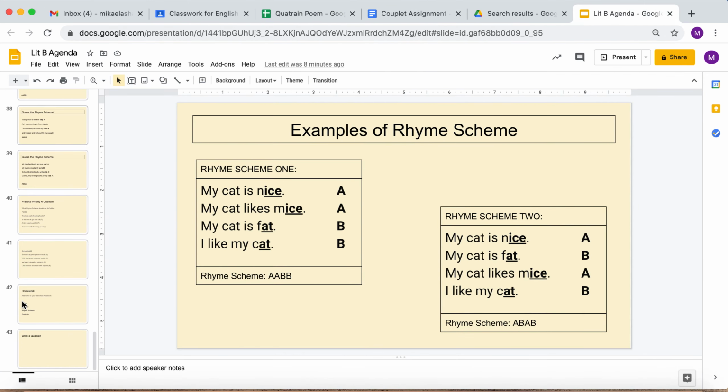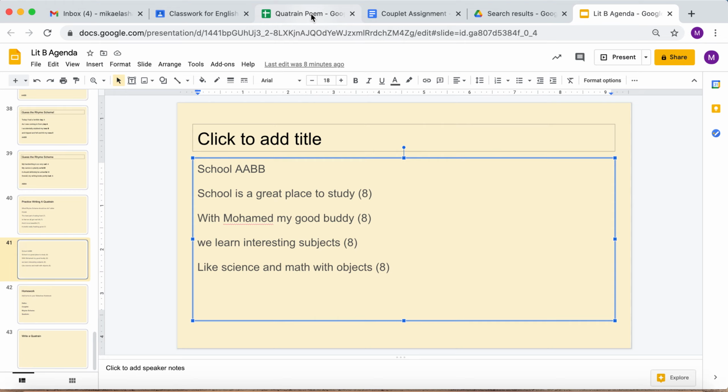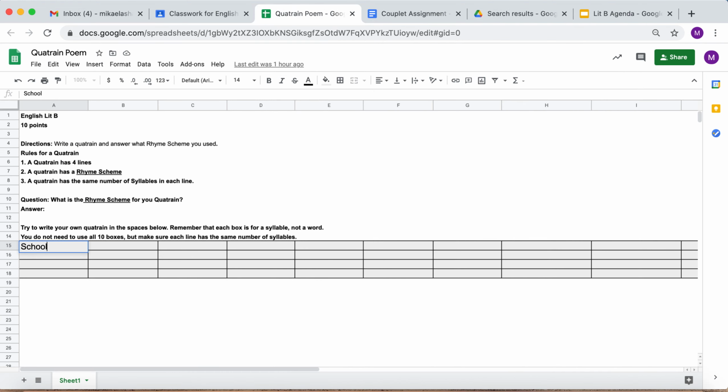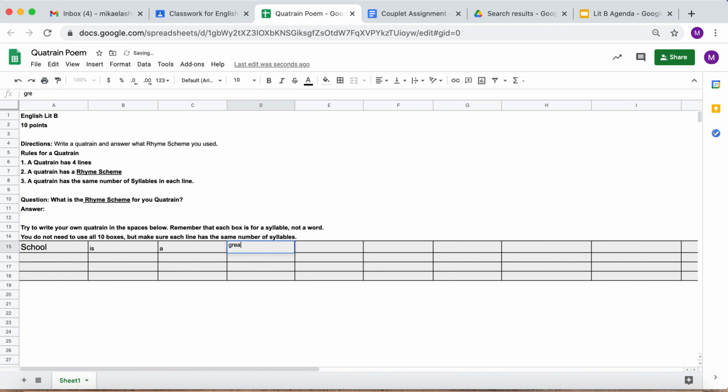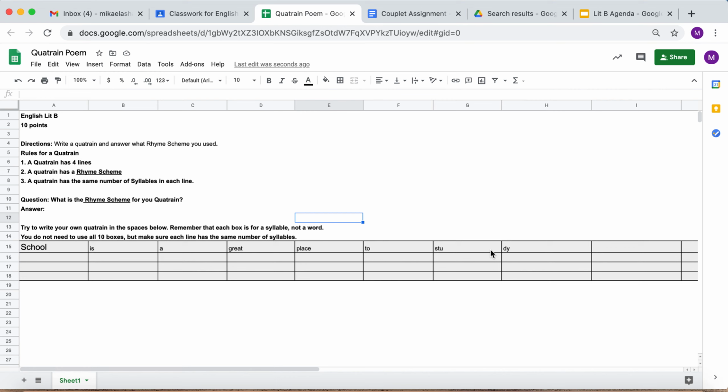So if we were using this one, the first line, school is a great place to study. School is a great place to, oh my goodness, D. So each box is for 1 syllable, and I have 10 boxes here, but you don't have to use that many. You could just do 5 syllables per line if you wanted to. But what you want is you want your lines to all end in the same box. So you have the same number of syllables in each line, and then make sure that there is a rhyme scheme in it and that you only have 4 lines.